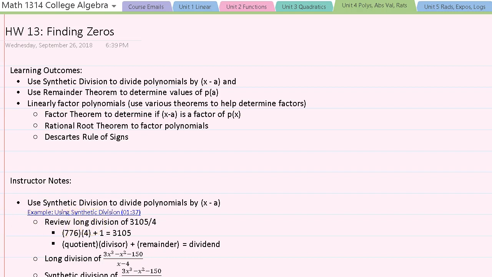The theorems that will help in factoring are the factor theorem, that will determine if x minus a is a factor of the polynomial p of x, the rational root theorem, which helps decide possible factors for the polynomial, and the Descartes rule of signs, which tells us how many positive or negative roots a polynomial may have.